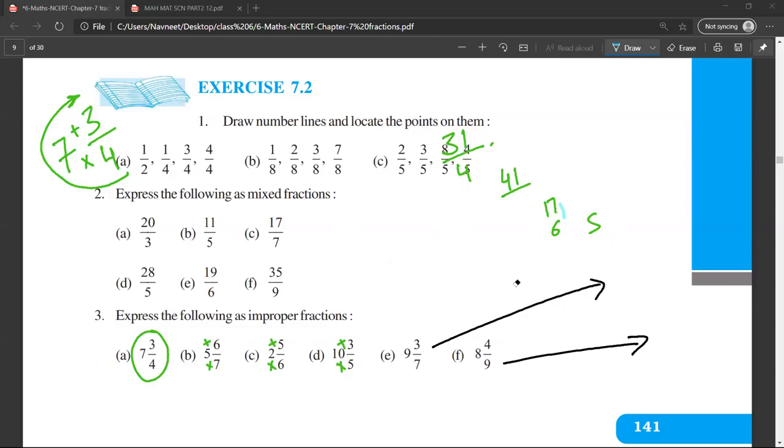Let me create some space. Okay. So this will be equal to 66 by 7. 9 sevens are 63 plus 3, 66 by 7. Is it okay? Yes. 8 and 4 by 9 would be equal to 76 by 9. So 9 eights are 72. 72 plus 4 is 76. 76 by 9. Perfect. Is there any confusion here?